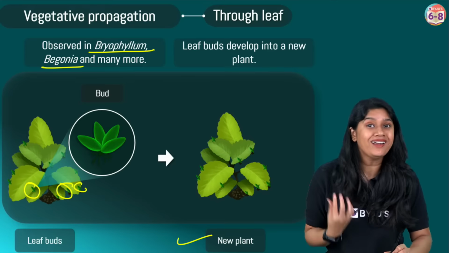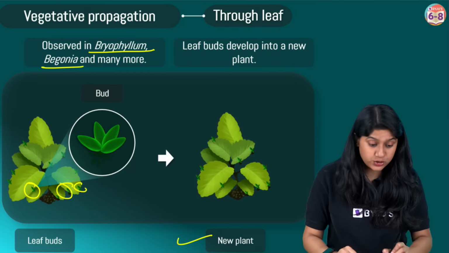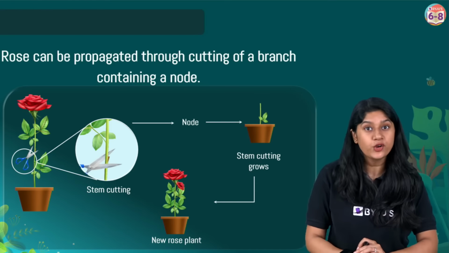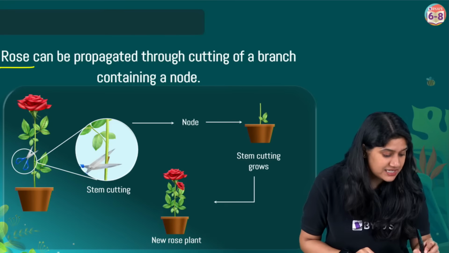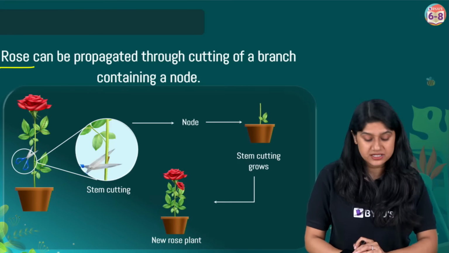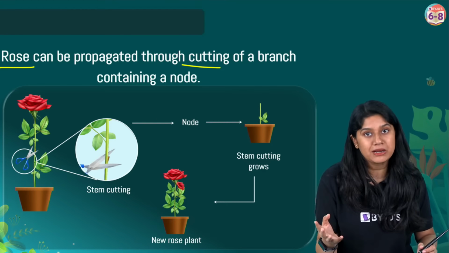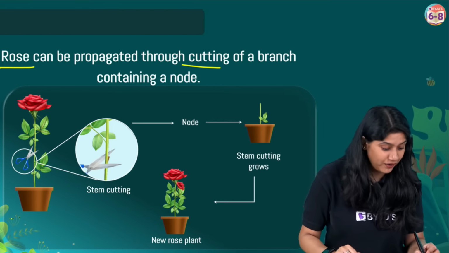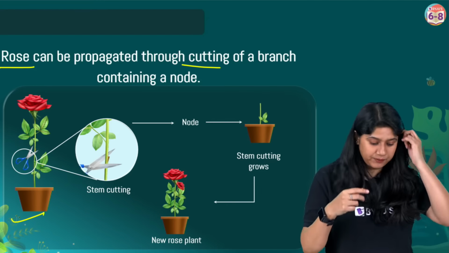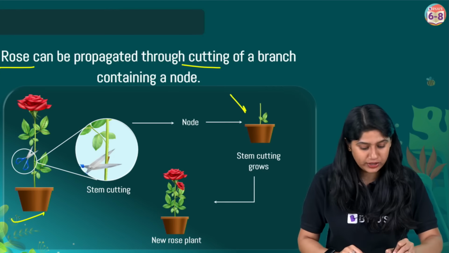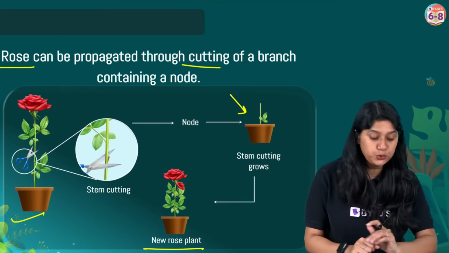Now let's discuss another method that we have. We usually see this method happening in roses. We can easily propagate roses by cutting. By cutting the branch of it, we can easily make multiple copies of a plant. So over here we have a rose, right? And if we cut the stem and add it into the soil, after some time we'll see a new rose plant.